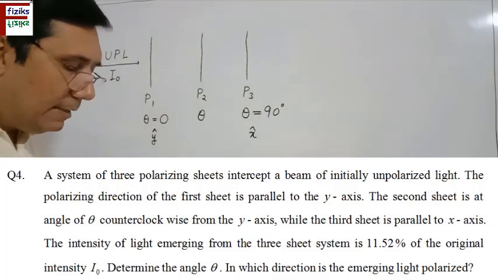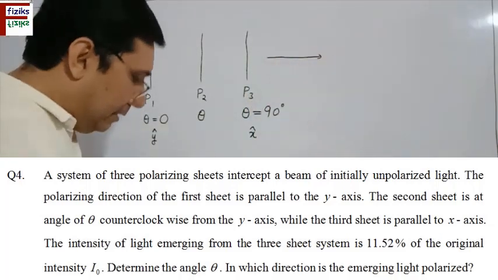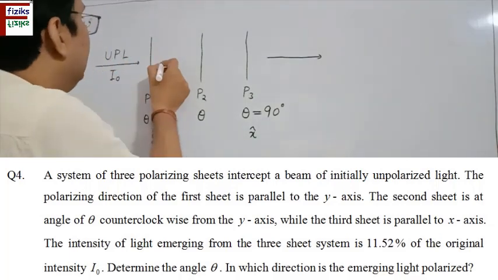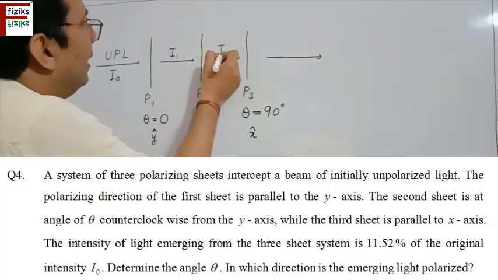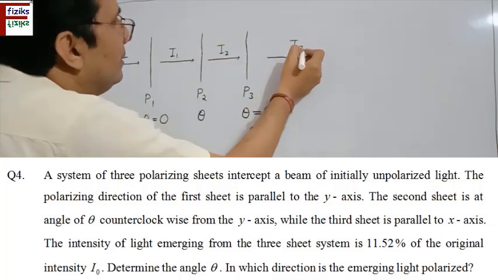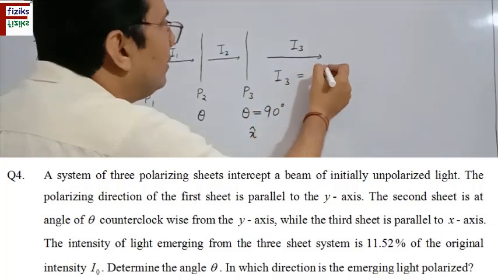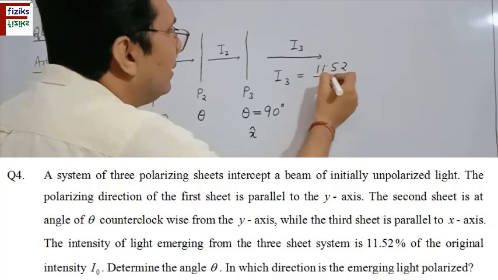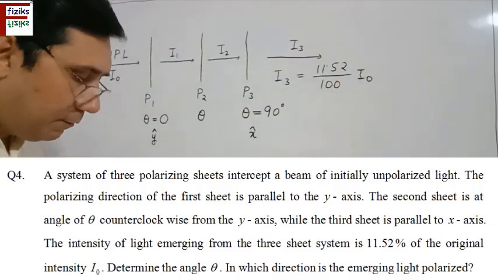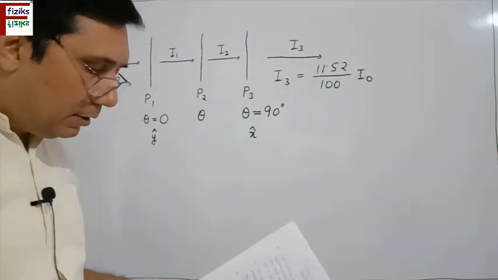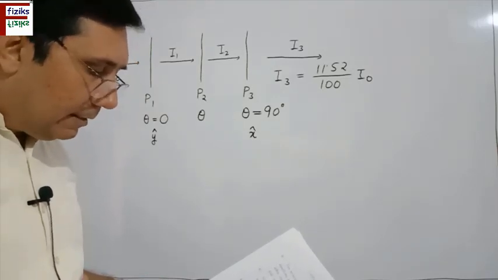Now, the intensity of light emerging from the third sheet. Here I will have I1, here intensity of light I2, and here I3, and it is given that I3 is equal to 11.52 divided by 100 of I0. This is 11.52% of the original intensity. Now we have to determine the angle theta, and in which direction the emerging light is polarized.